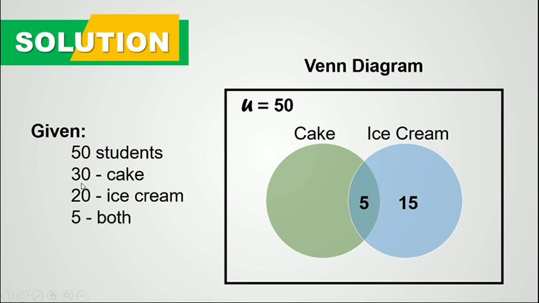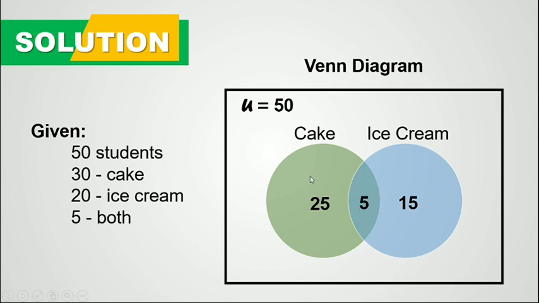And then let's proceed to cake. In cake, there were 30 students who like cake. Since there is already 5 here in their intersection, how many can we put here? It will be 25. So it's just 25, because 25 plus 5 is 30, and you have to consider that this particular portion is still part of the whole circle. So we subtract 5 from 30 because that is their common part. So 25 plus 5 is 30.